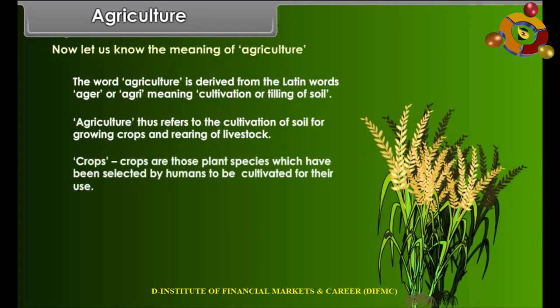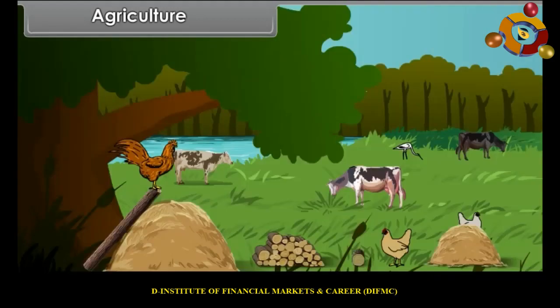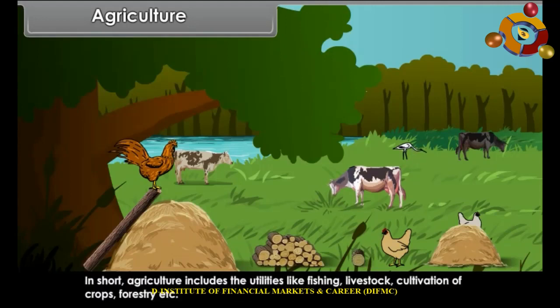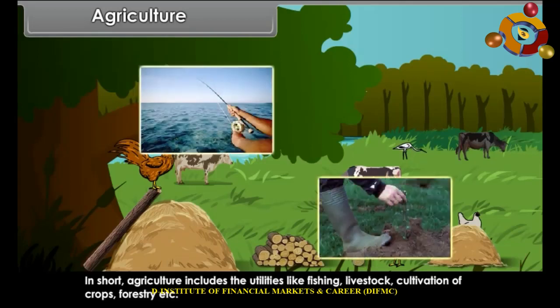Crops. Crops are those plant species which have been selected by humans to be cultivated for their use. Example: wheat, rice, maize, etc. Livestock. Livestock includes animals like cattle, sheep and goat, and birds, example chicken, that are reared for human use. In short, agriculture includes the utilities like fishing, livestock, cultivation of crops, forestry, etc.